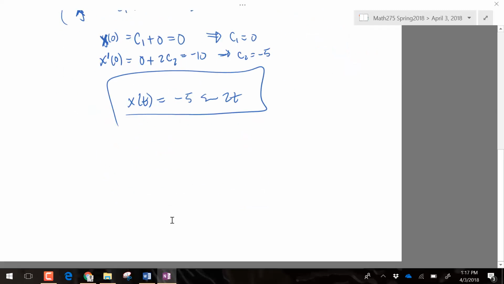Now the graph should be simple enough to manage. We need to draw the sine function. The sine starts off at 0, and then it has a period that's squeezed a little bit, and it starts at negative 5. It starts going down first.